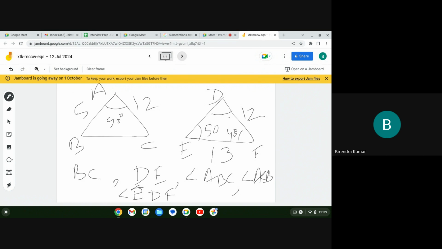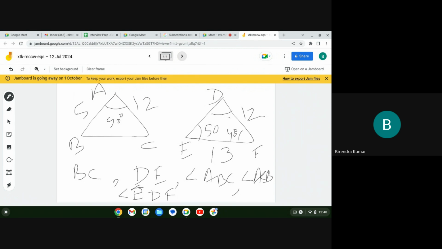There are two clues here. One is you have to use the theorem of congruence, whatever we have learned so far, and you have to use the Pythagorean theorem. I was not supposed to tell you about the Pythagorean theorem, but since we have, I was trying to recall if I have explained it to you before or not, but we'll use that.